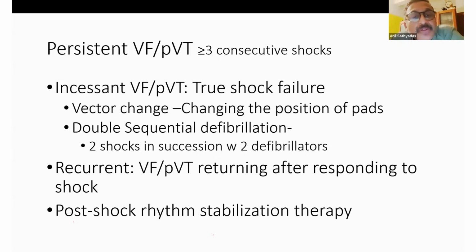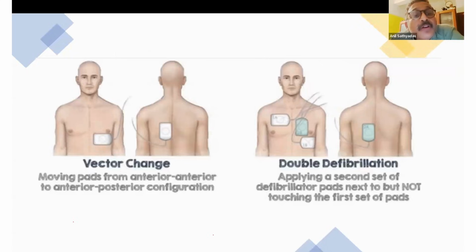So the treatment of these 2 differs. And the recommendation is may be considered. It's not a class 1 recommendation. This is what I said, vector change. Initially it was anterolateral and then that has been switched to anteroposterior. And the right side picture shows double defibrillation where we have 4 pads attached. One is anterolateral and the second is anteroposterior, and you apply the shocks immediately, one after the other. There is no gap at all.